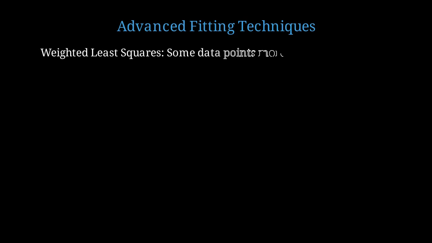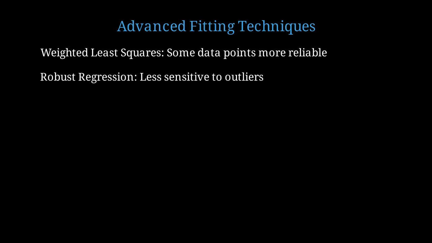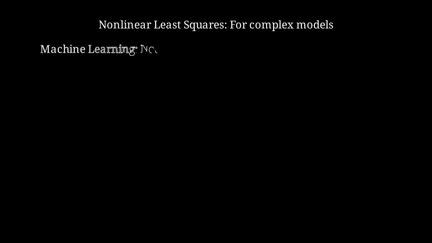For complex problems, scientists use more advanced fitting techniques. Weighted least squares gives more importance to more reliable data points. Points with smaller measurement uncertainty get higher weight. Robust regression methods are less sensitive to outliers that might distort your fit. Nonlinear least squares uses iterative numerical algorithms for models that are nonlinear in their parameters. Modern machine learning techniques like neural networks can fit extremely complex patterns in high-dimensional data.